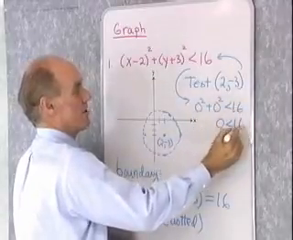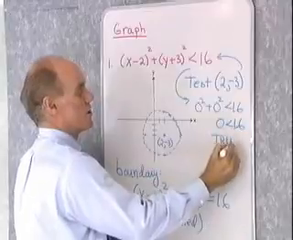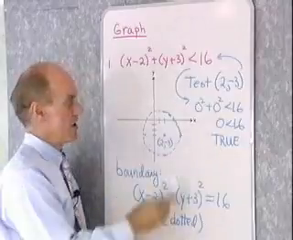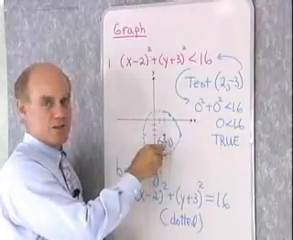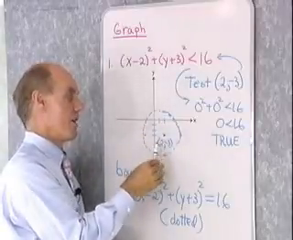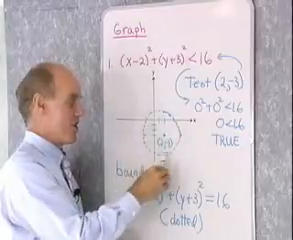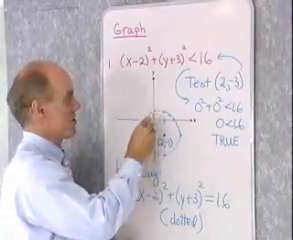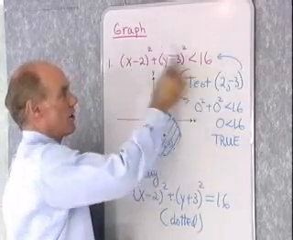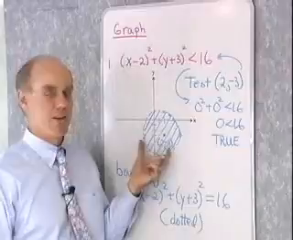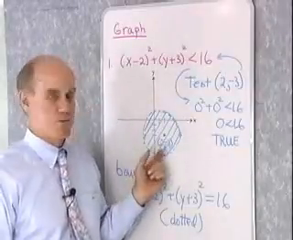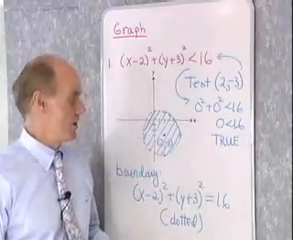0 is less than 16, that's a true statement, which means that my test point lies in the region of the solution set. Here's my test point here in the center of this circle. So all the points that lie in the center of the circle right here are also part of the solution set. So I'll just color everything in the center in. So this inequality specifies the inside of this circle. The boundary is a dotted line, so it's not part of the solution set. The solution set lies within that circle. It's all the points that lie within the circle.